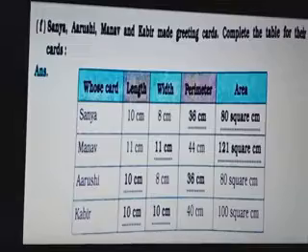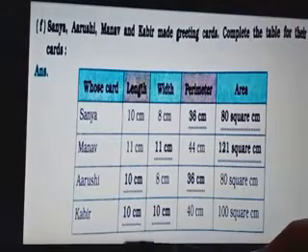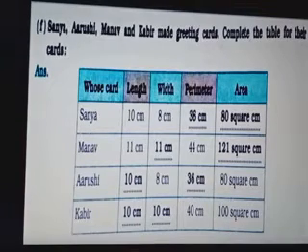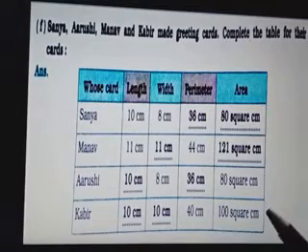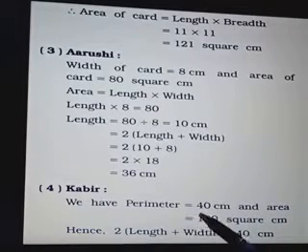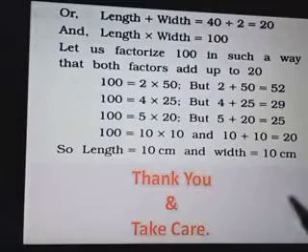And our last sum is of Kabir. In that, what is given? Perimeter is given and area is given. Length and width we have to find, right? Perimeter is 40 centimeter and area 100 square centimeter. So here we have perimeter 40 centimeter and area 100 square centimeter. Hence 2 into bracket length plus width equal to 40 centimeter, right?